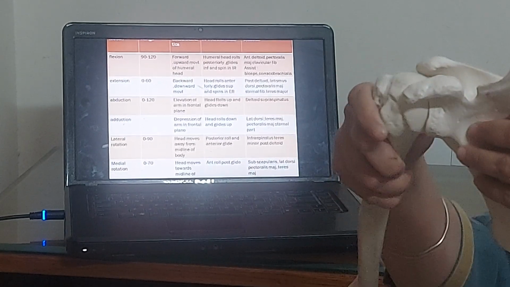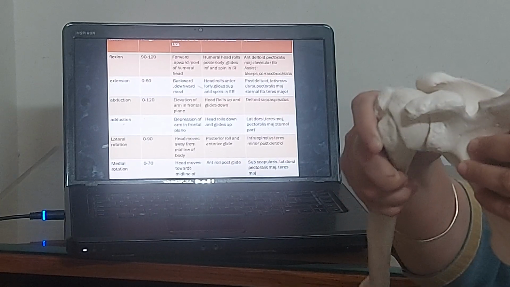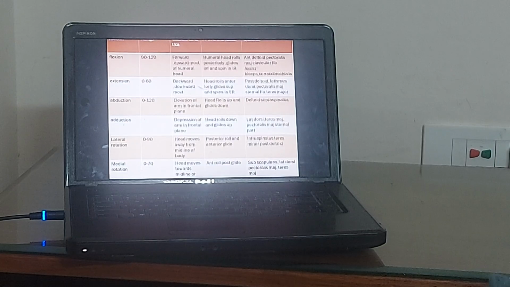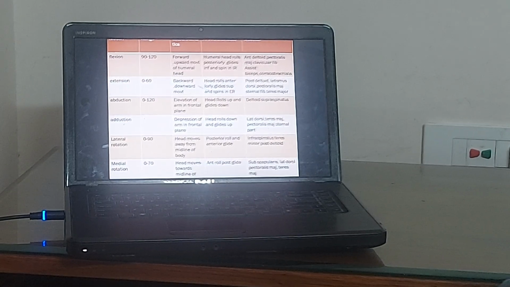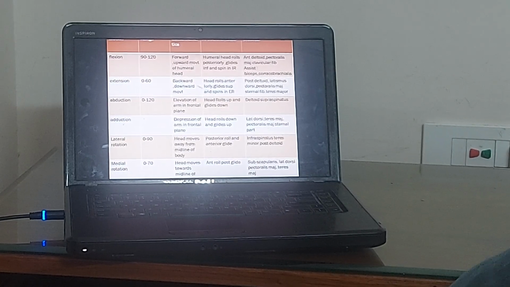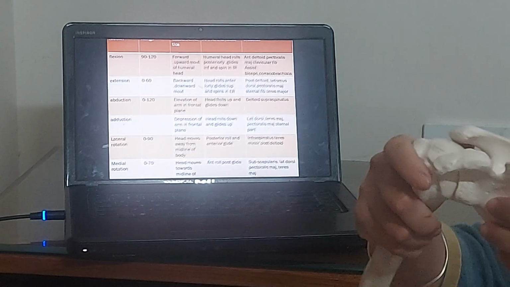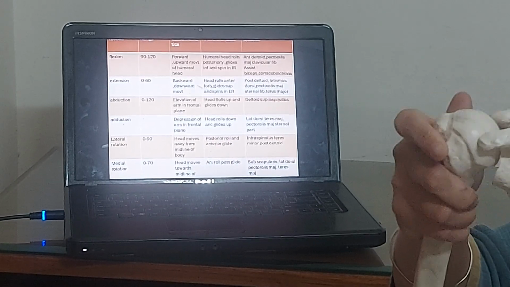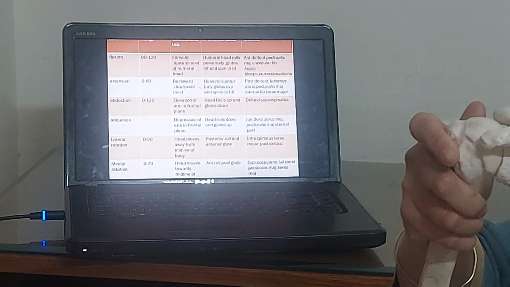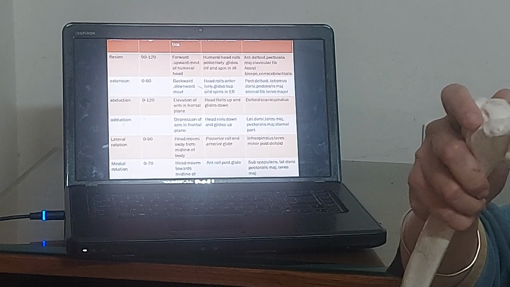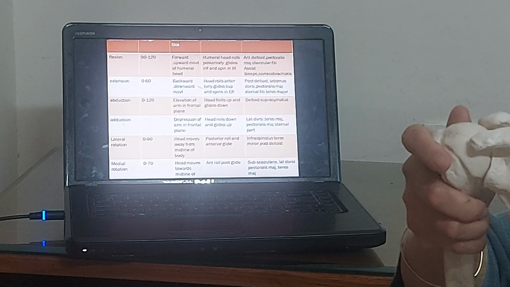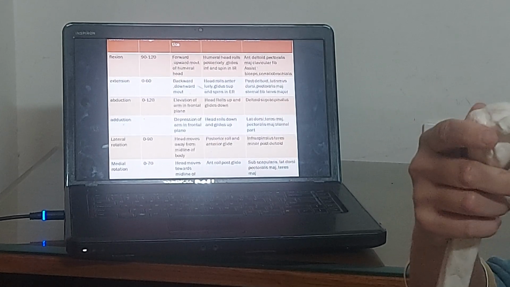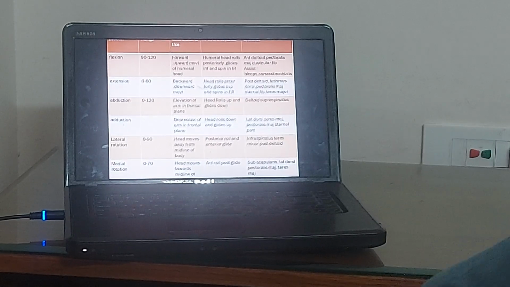The opposite will happen in extension. Extension is when the shoulder is moving backwards. It is a backward movement of the shoulder. So the head will move anteriorly and superiorly. The head is rolling anteriorly and gliding superiorly, and there is lateral rotation. There is a little bit of lateral rotation during extension.